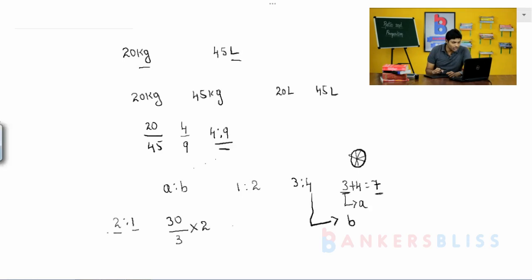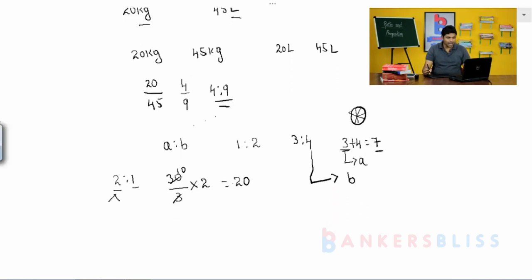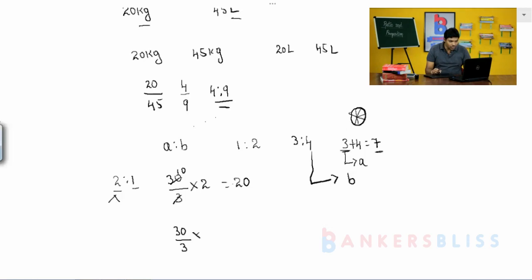If you do, you are going to get the first part. Which is equal to 3 10s are 30, 10 into 2, 20. So, this is the first part. Next, if you want to calculate the second part, see here, 30 by 3 into 1. So, 3 10s are 30, which is equal to 10. Very simple. So, in this format we can divide the ratio.